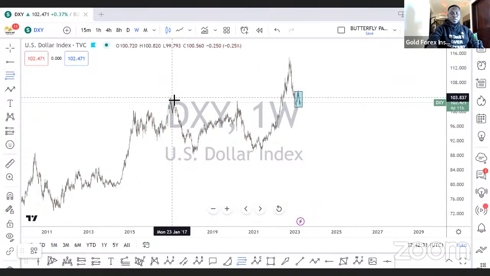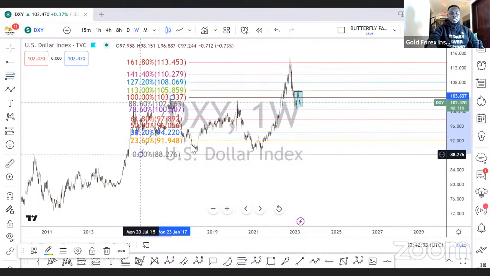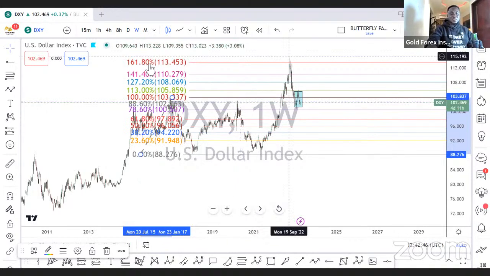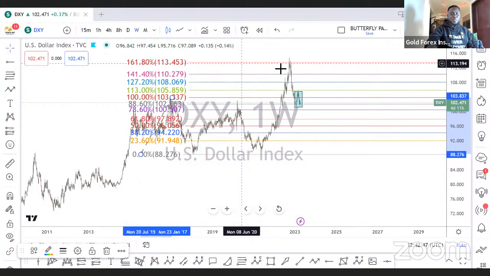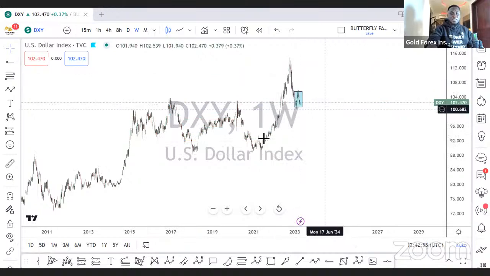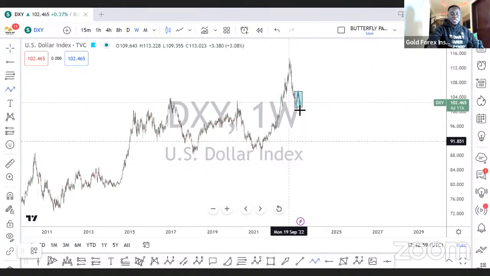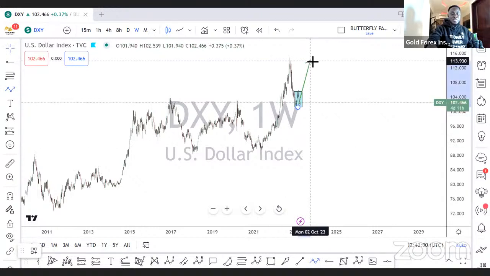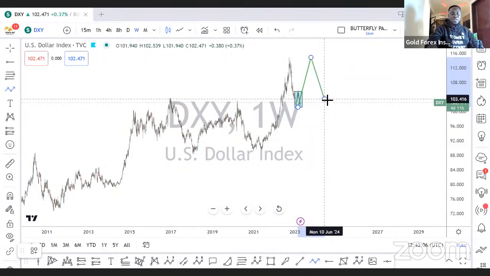When you check this harmonic pattern, the change of character, which is this one, ended at 88. The harmonic pattern that conforms with the B ending at 88 is the deep crab. And the deep crab, the D ends at 161, which we have over here. We also saw a pullback to the 50 fib. I was expecting DXY to go and touch the resistance zone, form something like a flat drop again before going.